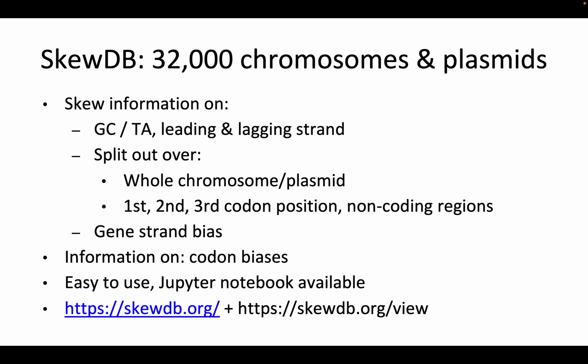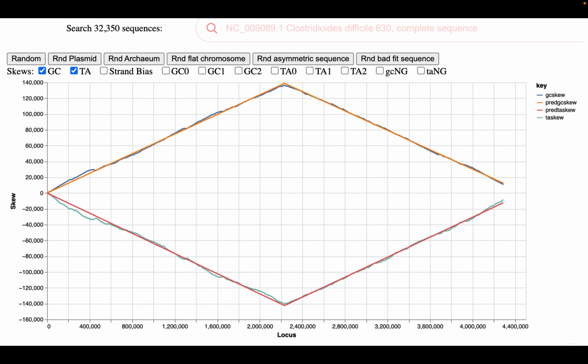So what does that look like? C difficile, our favorite one. Well, you shouldn't have it, but at least not too much. And here you see that the top graph is the GC skew, which we have seen a lot already, which is again, it's rather nice.